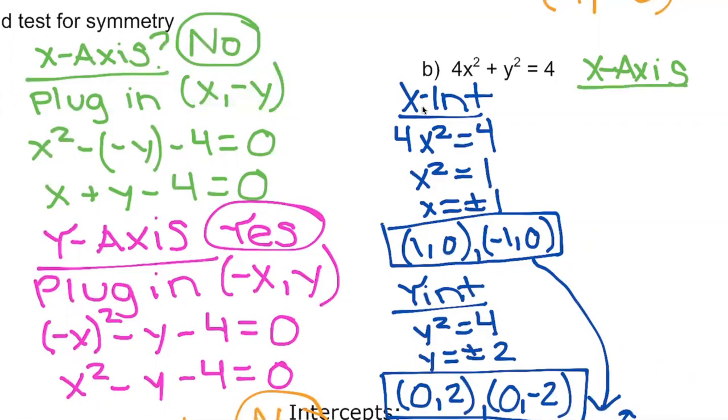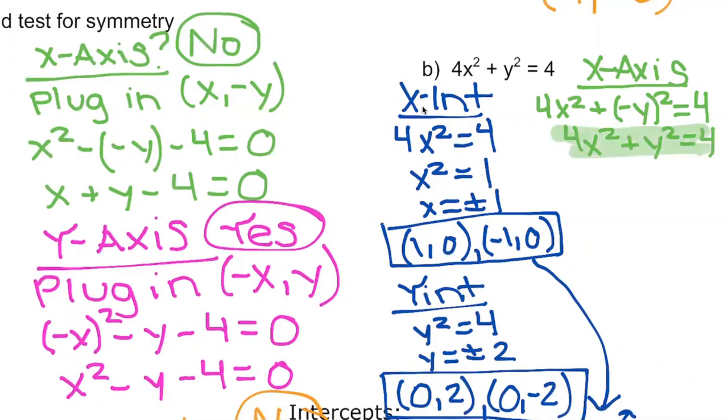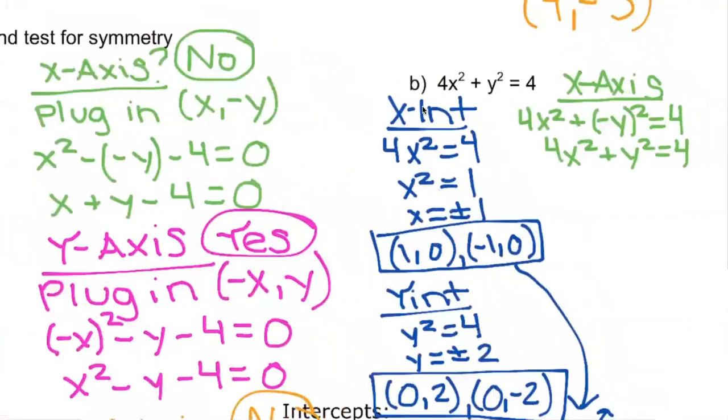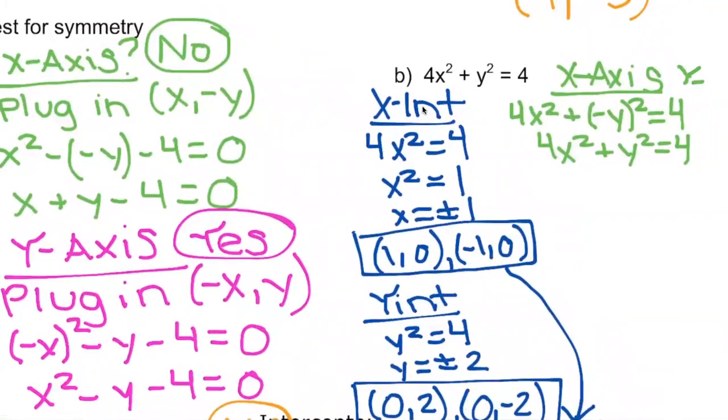So for the x-axis, I've got 4. I'm plugging in a positive x squared, so I don't need to worry about parentheses. Plus my y I'm plugging in is negative, and I'm going to square it. So that ends up being a positive y squared equals 4, and then I check. Is this equation the same as this equation? Yes, it is. So it is symmetric. So this is a yes for the x-axis.